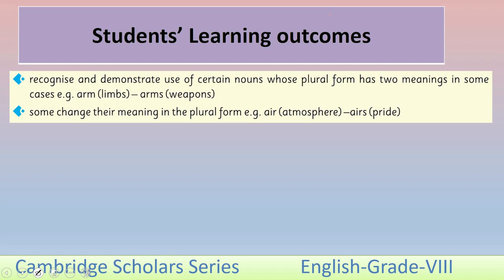SLOs of this lesson are: recognize and demonstrate use of certain nouns whose plural form has two meanings in some cases, like arm, limbs, arms and weapons. Some change their meaning in the plural form, like air, atmosphere, airs, pride.